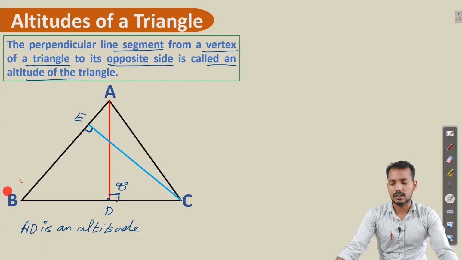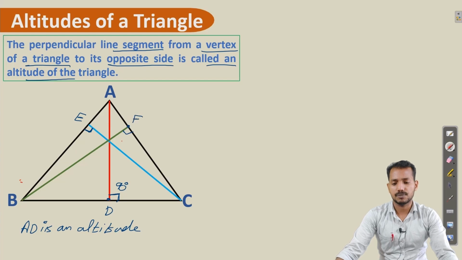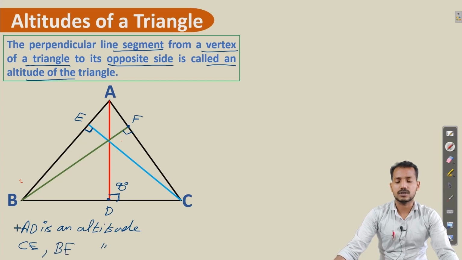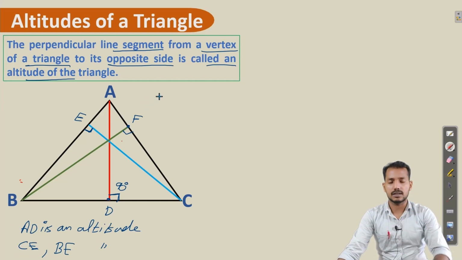Next I am going to draw an altitude from the vertex B to AC. See here, the green line is the altitude drawn from B to AC. We can name the point F. So AD, similarly CE as well as BF, these are all altitudes. So how many altitudes are possible? Three altitudes. A triangle has three altitudes.